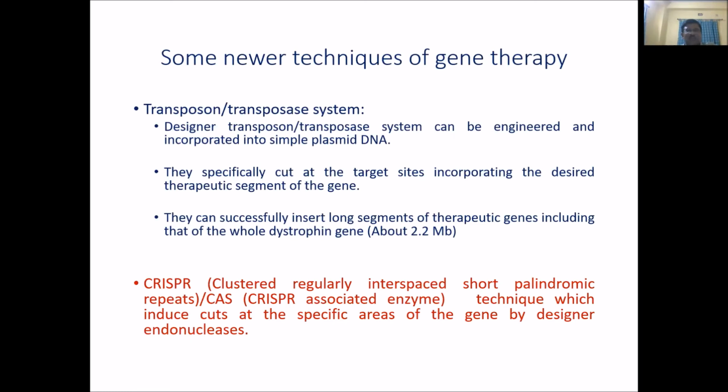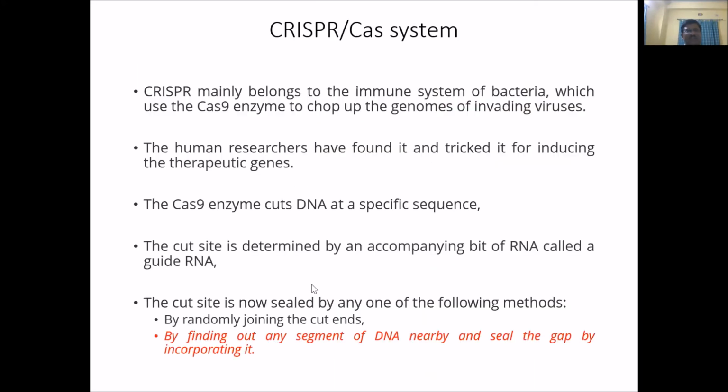Rather, I would like to discuss this particular gene therapy technique which brought the Nobel Prize in 2020. That is the CRISPR technology. CRISPR means clustered regularly interspaced short palindromic repeats, and the Cas enzyme, the CRISPR associated enzyme, induces cuts at specific areas of the gene, acting as a designed endonuclease molecule.